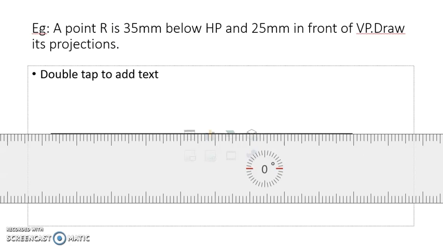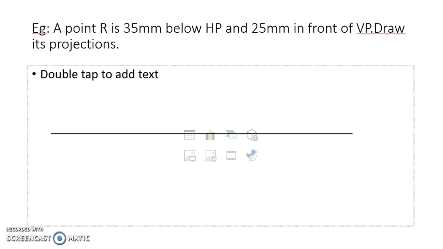This is my XY line. Now point R is 35 mm below. So from XY line it will be 35 mm below. This is R dash, and 25 mm in front, this is R point. So here both VP and HP will be below XY line. So this is the condition of fourth quadrant.